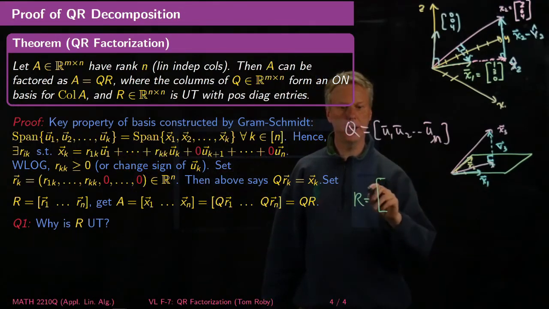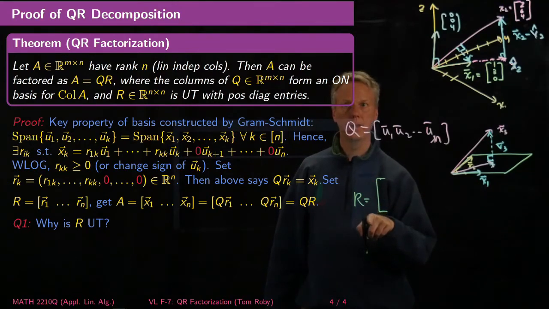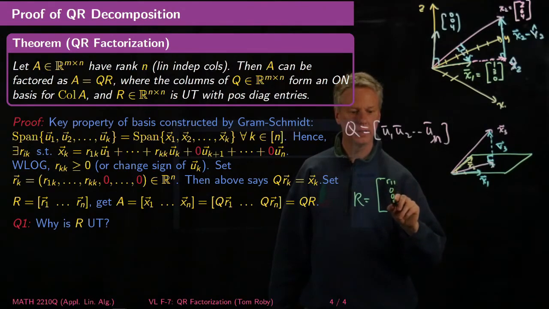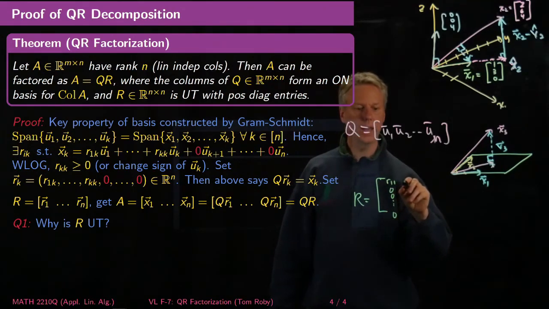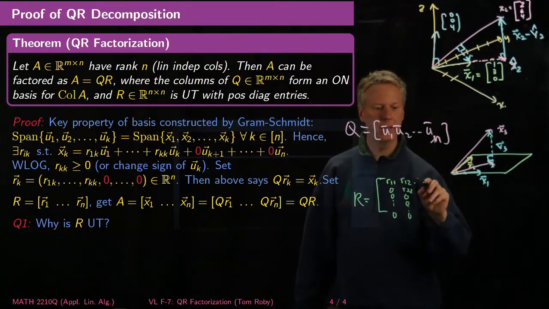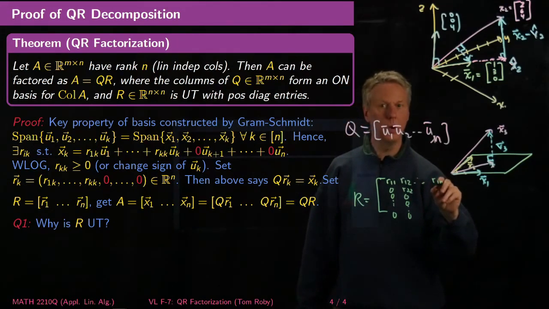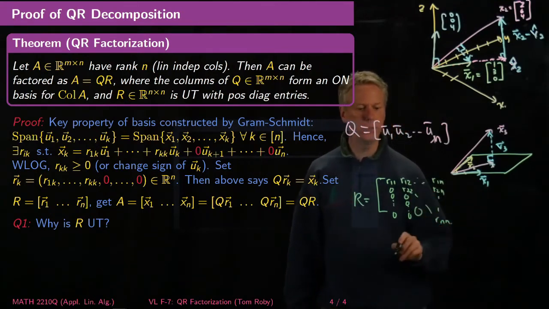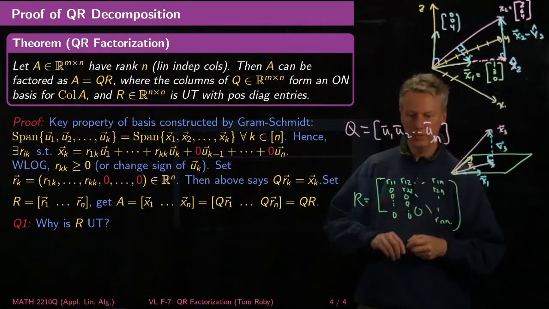So that means if I'm thinking about writing x1 in terms of this basis, I'll only have R1,1 here, and then everything else will be zeros. Now for the next one, I'll need an R1,2 and an R2,2, but all the rest will be zeros. And then I just keep going like that. For the last one, R1,n, I might need to go all the way to R2,n, but all of these guys will be zeros. Okay? So that's why it's upper triangular.